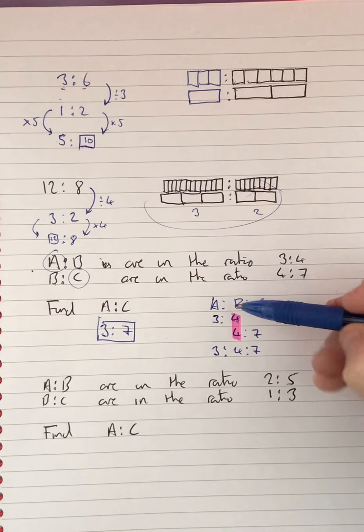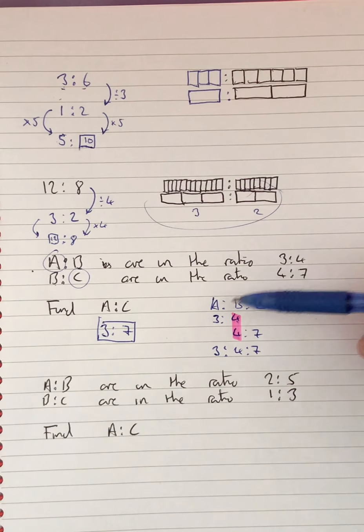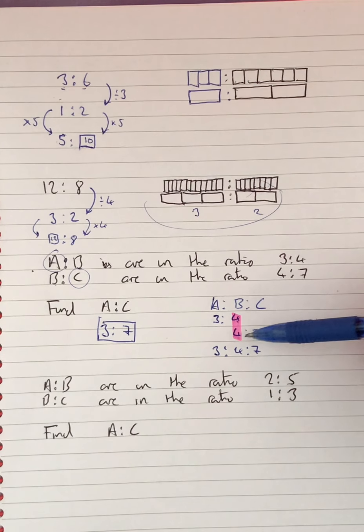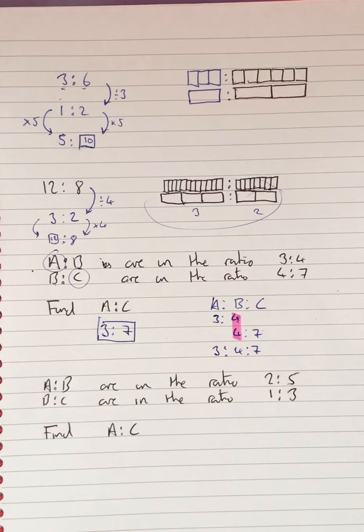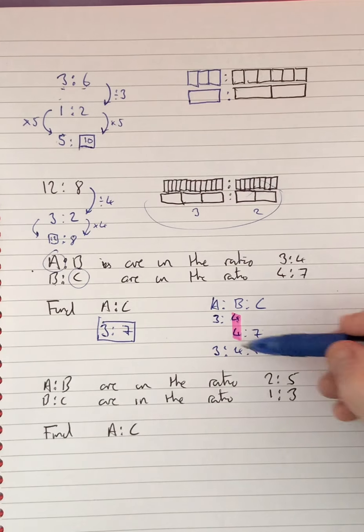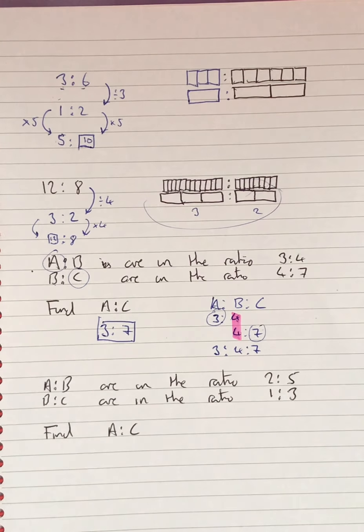So what you need to do for this, guys, is you need to put them on top of each other with the correct part labelled correctly. So 3 to 4, A to B, 4 to 7, B to C, and you need to look at the common part and see if you can get it to be the same number. If it is the same number already, brilliant, you can just compare these straight away, but if it isn't, you have to do a bit of work, and we're going to look at one like that now.